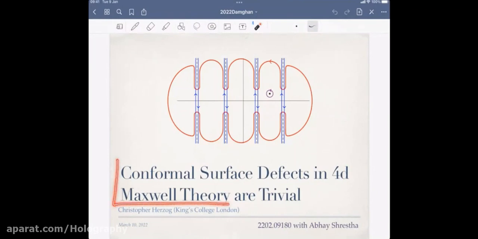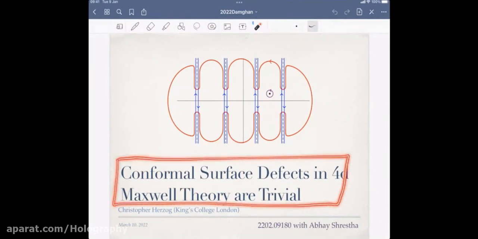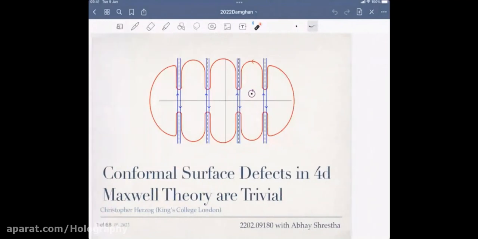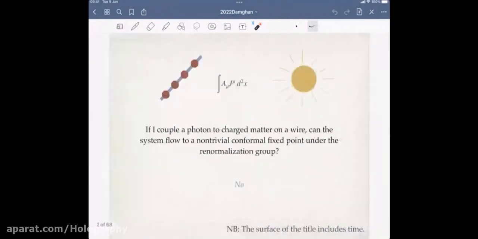The punchline of the talk is sitting right here in the title. It's the idea that these conformal surface defects, and I'll explain what I mean by those, in four-dimensional Maxwell theory are trivial. All right then, so let's get started. So the cartoon version of my talk is the following question.